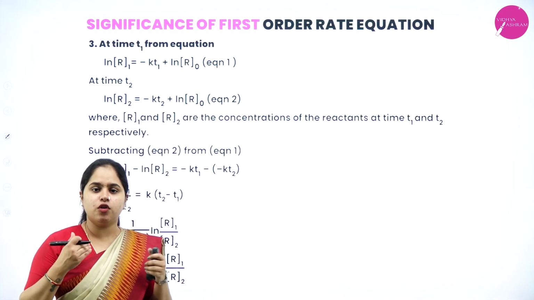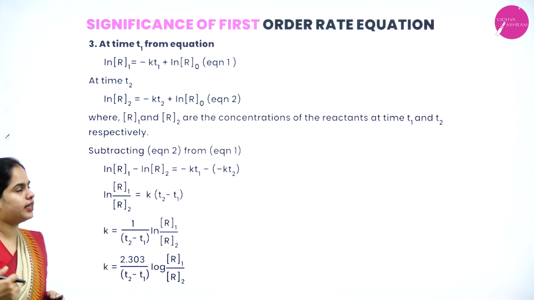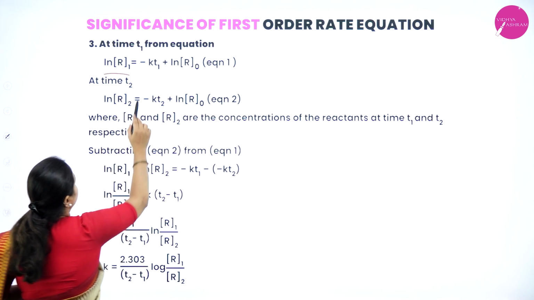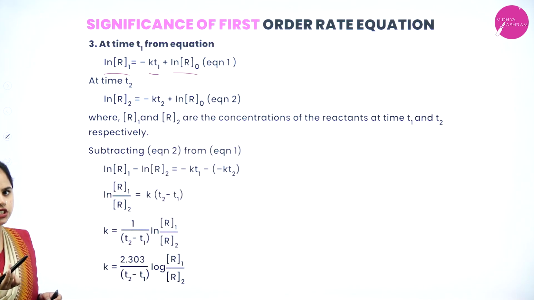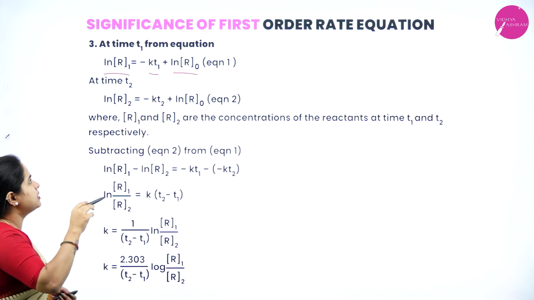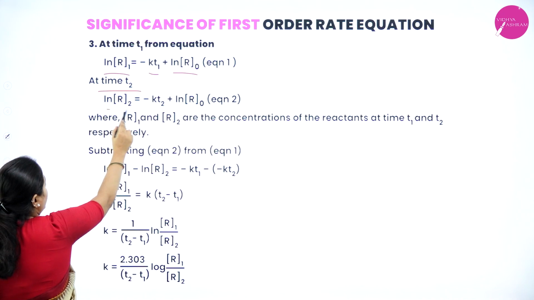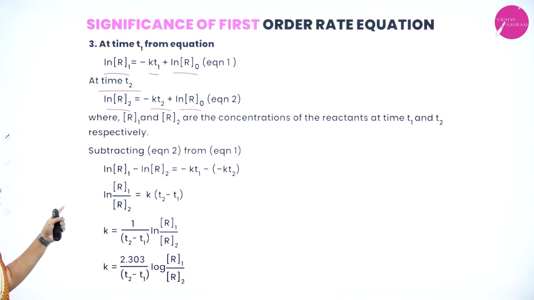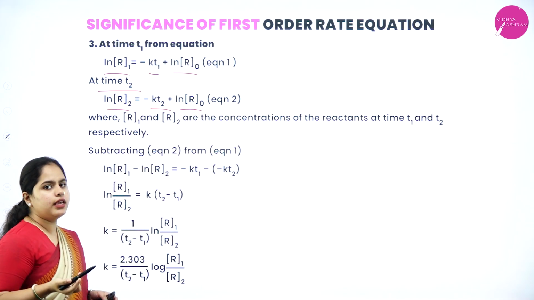So now the next one, we are going to consider the rate equation at two different times, t1 and t2. So at time t1, the same equation we have discussed before, ln R1 will be equal to minus k t1 plus ln R0. ln R0 is the initial concentration, so it doesn't change even if it is t1 or t2. Now we are going to consider it for time t2. So the equation becomes ln R2 will be equal to minus k t2 plus ln R0. R1 and R2 are the concentration of the reactants at time t1 and t2, and R0 will be the initial concentration.